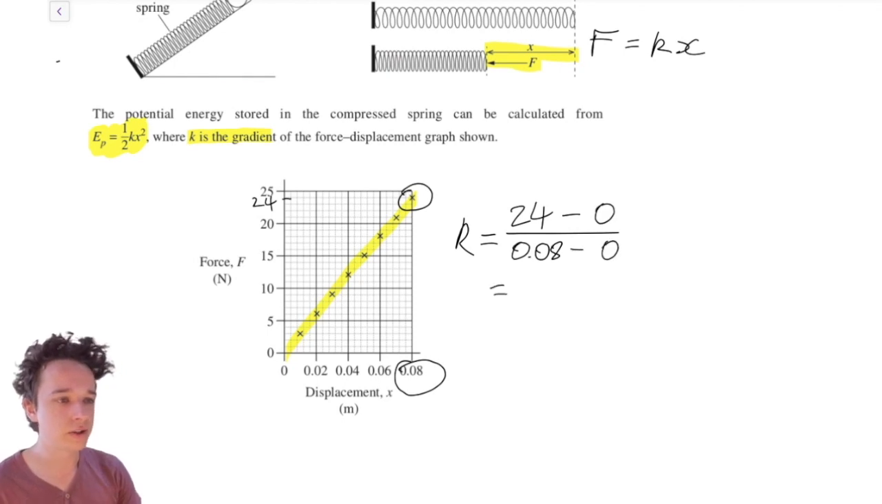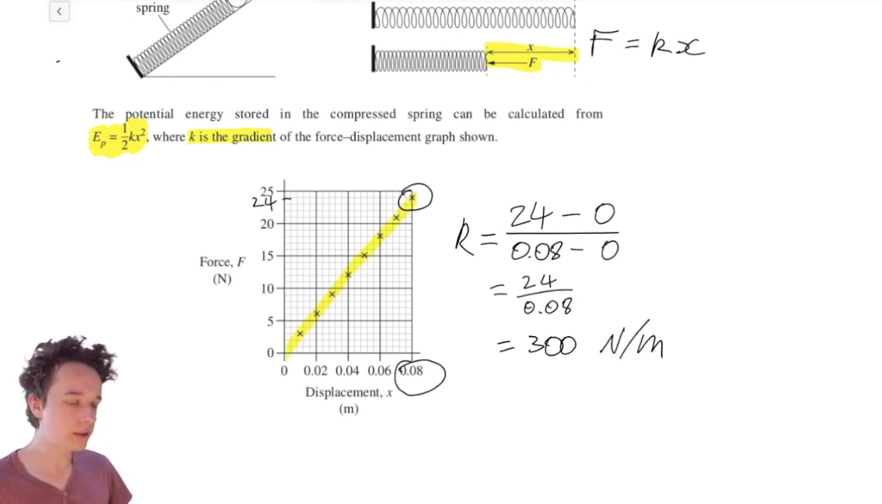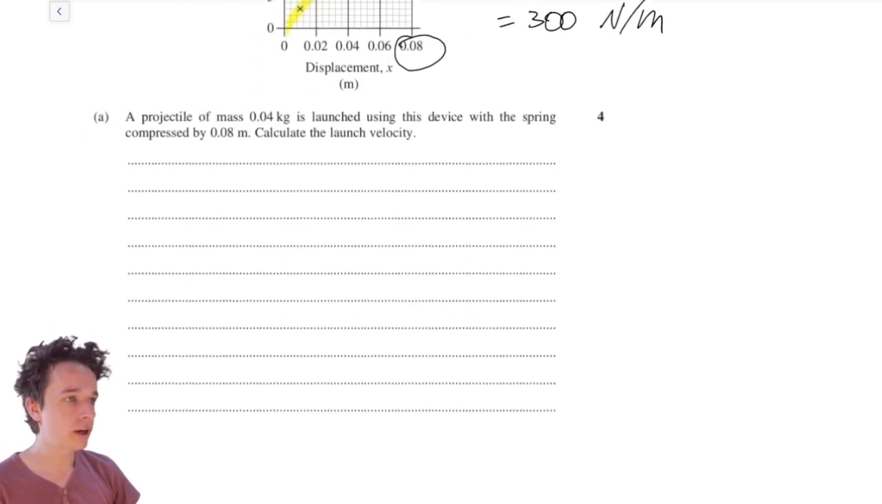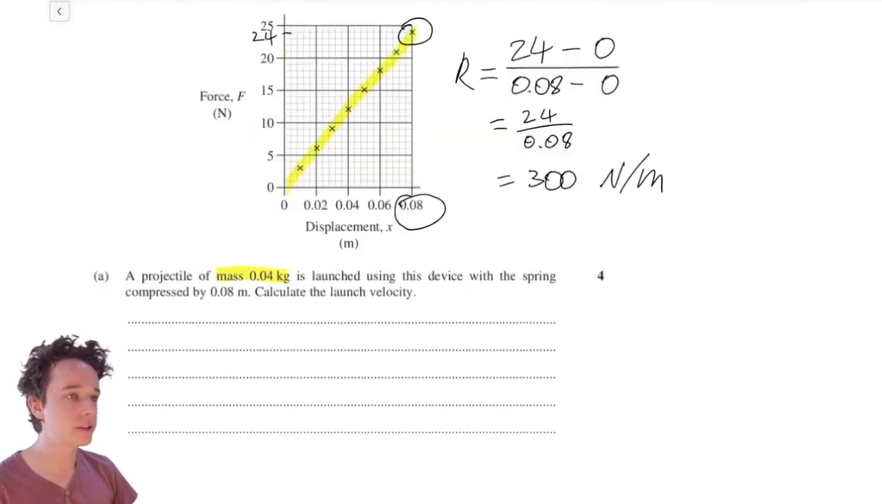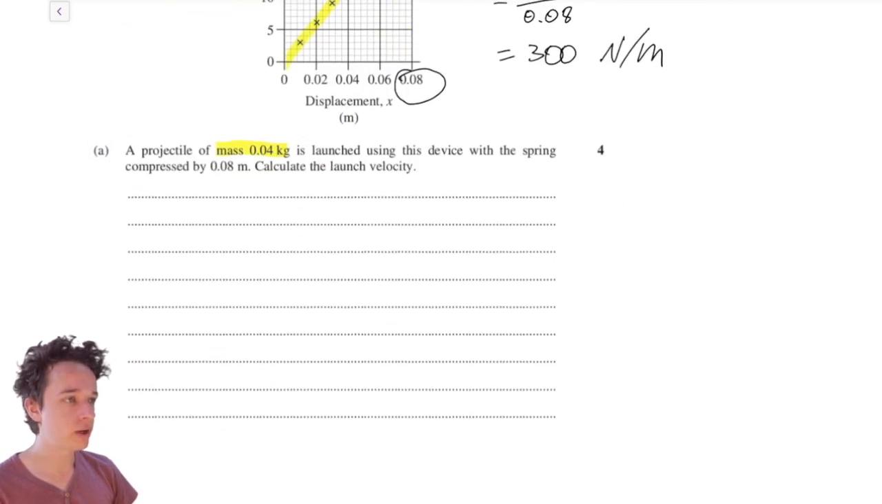So this is just equal to 24 divided by 0.08, which, if you put it in a calculator, is equal to 300, and you might want to say newtons per meter. So that's a very critical value that we're going to be using in this question. Part A: a projectile of mass 0.04 kilograms is launched using this device, with the spring compressed by 0.08 meters. Calculate the launch velocity.